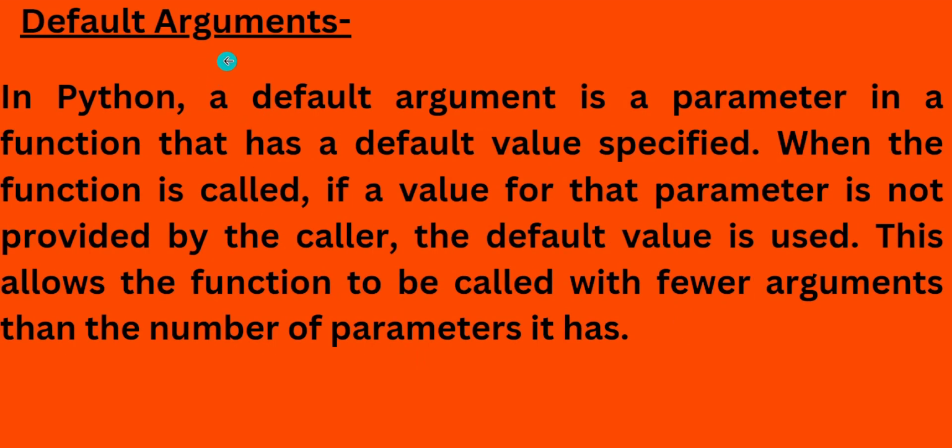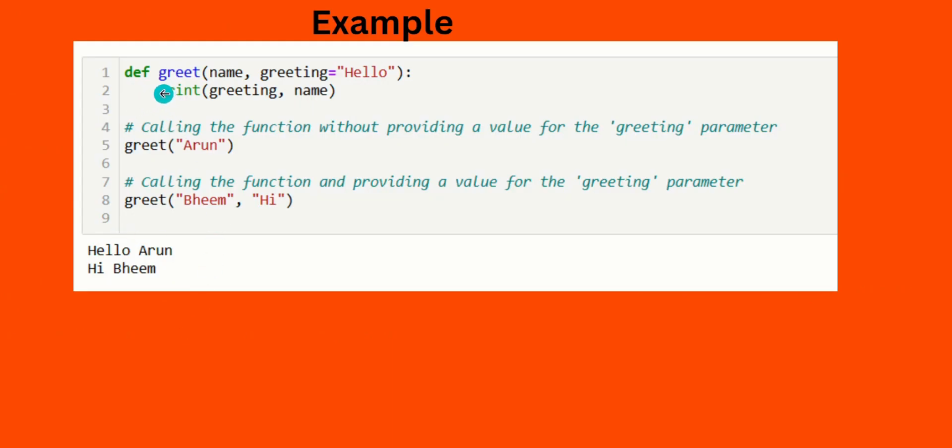First type, default arguments. In Python, a default argument is a parameter in a function that has a default value specified. This allows the function to be called with fewer arguments than the number of parameters it has. Example, we have a function called greet with two parameters, name and greeting. Greeting has the default value hello. Now in the second line, I am printing the parameters greeting and name.